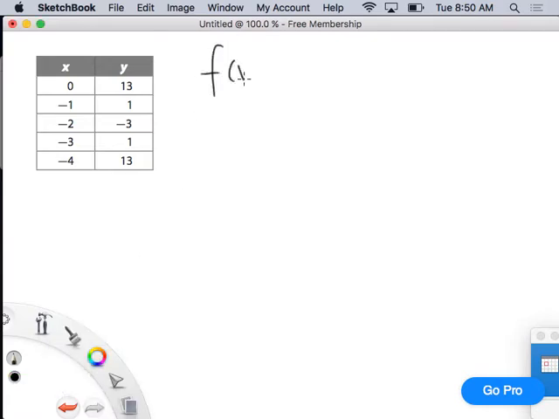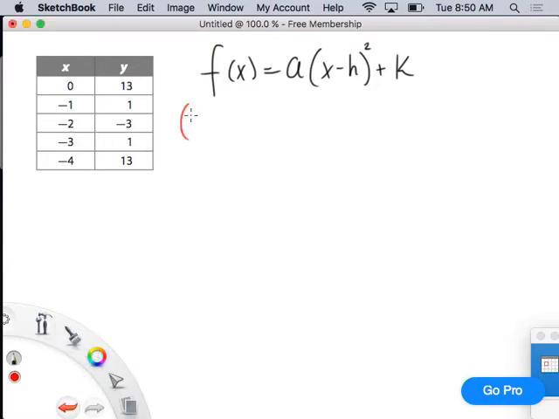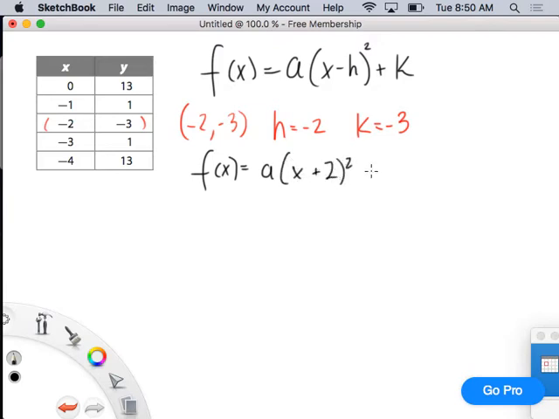You always start with the vertex form. f of x equals a times (x minus h) squared plus k. Okay, in this case, (h, k) is (-2, -3). Just to be clear, h equals -2 and k equals -3. That's my vertex here. So f of x equals a times (x minus -2), or (x plus 2) squared, minus 3. Okay, now I'm going to use another point to solve for a.